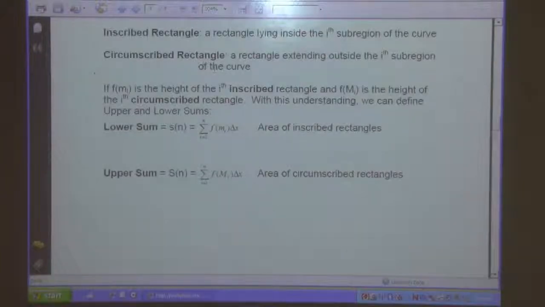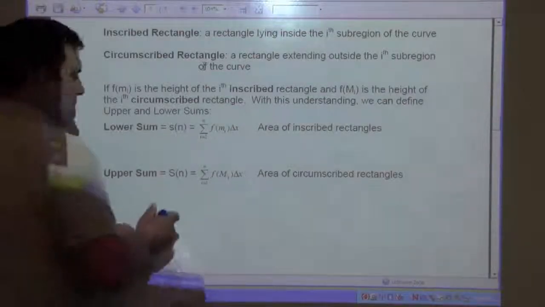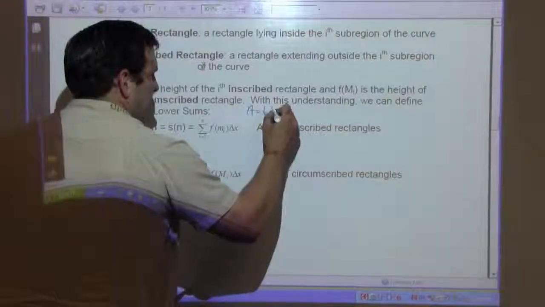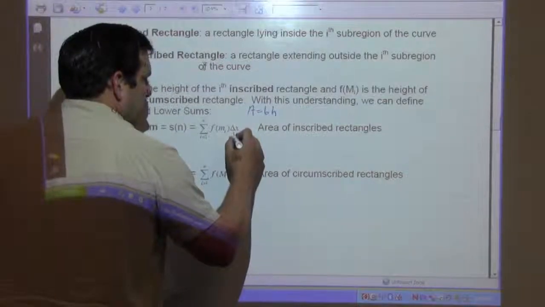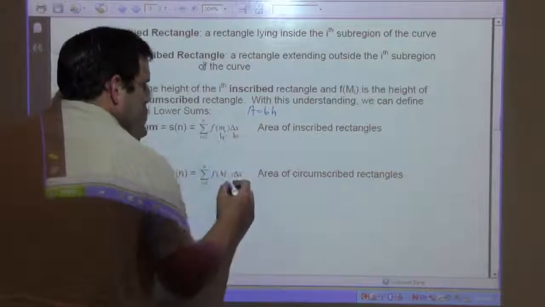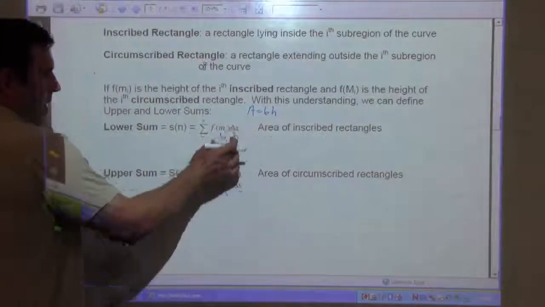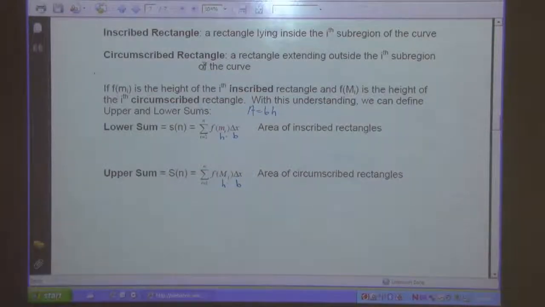And I want to stress in each case, area is base times height. Well, this is the base, this is the height. This is the base here, this is the height for each of those rectangles. f of m_i, either capital or lowercase, is the height.